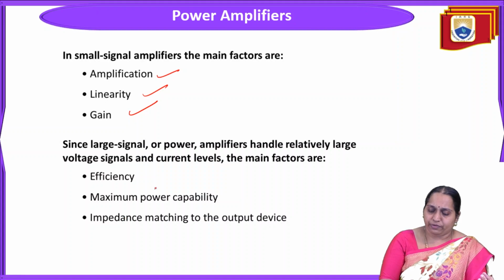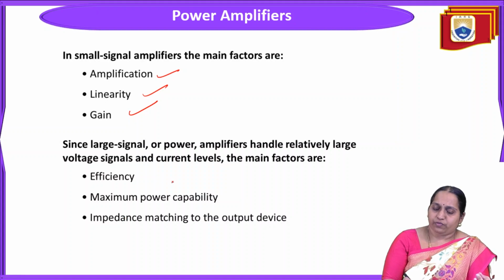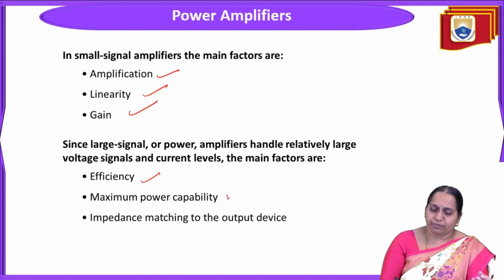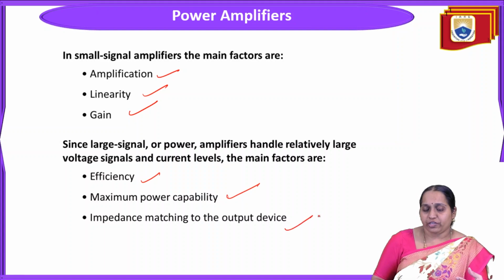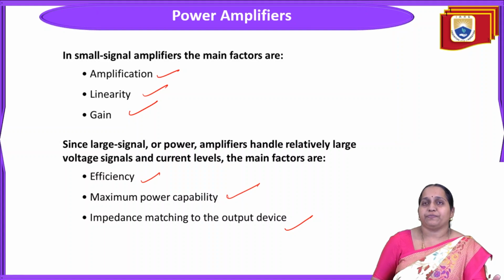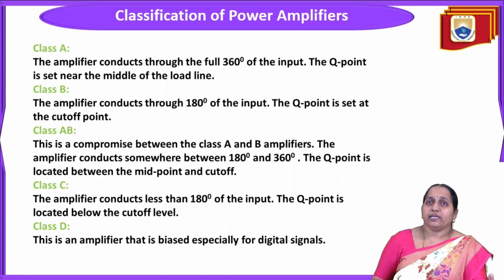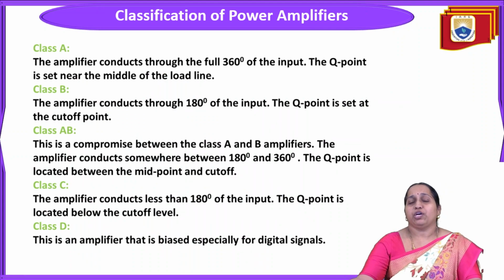Coming to large signal amplifiers, what are the main features that you are going to consider? Main factors: efficiency, maximum power capability and impedance matching. We shall consider these factors while discussing small signal amplifiers and large signal amplifiers. Then, classification of power amplifiers. How are you going to classify power amplifiers?